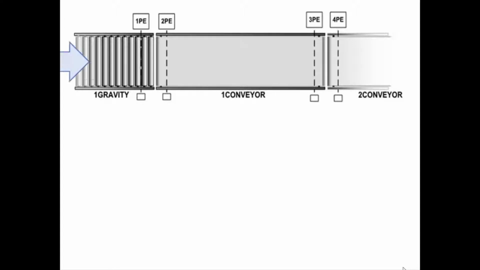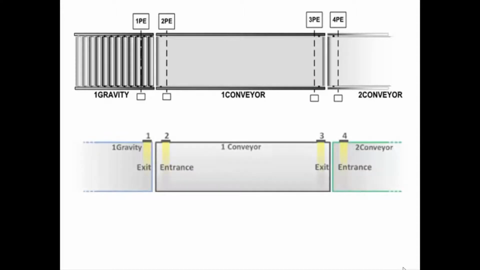Okay, so here's our conveyor, and as you gathered, product is going from left to right. We're going to change the graphics slightly, mainly because the upper graphic I created a long time ago, and the lower graphic is something that I created in the manual. You probably recognize this from the manual. But it's the exact same application. You have photo eyes 1, 2, 3, and 4. You have gravity 1, conveyor 1, and conveyor 2. You have the exit of gravity, the entrance of one conveyor, the exit of one conveyor, the entrance of 2 conveyor. So it's the exact same application, same names.